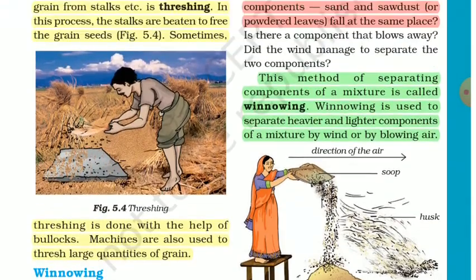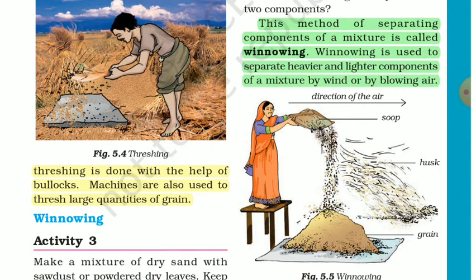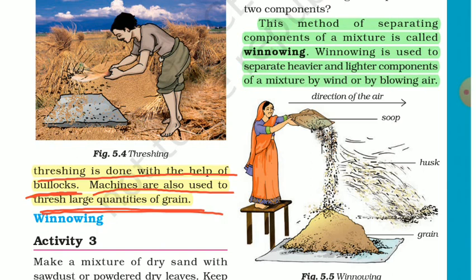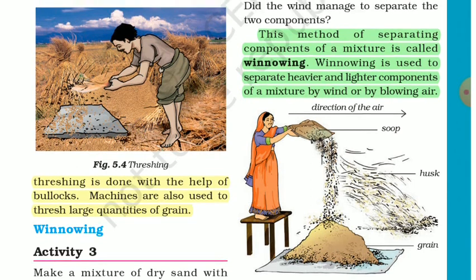Now, in case of threshing, sometimes nowadays, threshing is done with the help of what? Bullocks. And nowadays, threshing is also done with the help of machines, where machines are used to thresh a large quantity of grains. If you have a large quantity of grains, we will separate them with the help of machines. Now, another process of separation is winnowing.